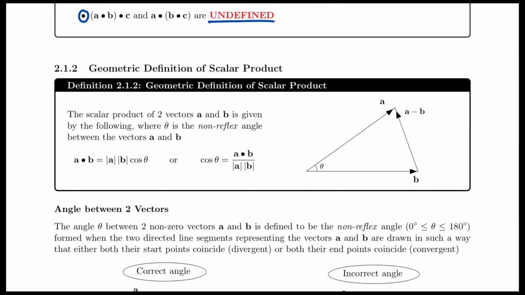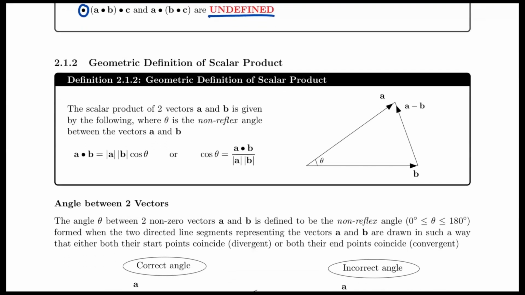Now, the geometric definition. What does it mean by dot product? The dot product is the following formula here. A dot B equals mod A mod B cosine theta. This is something you need to memorize. One thing also, theta is a non-reflex angle. Non-reflex means either acute or obtuse.